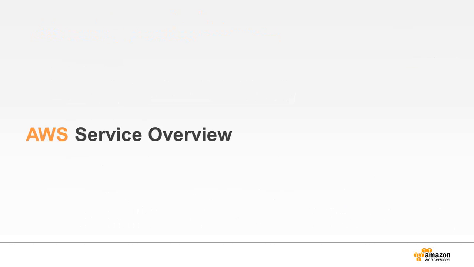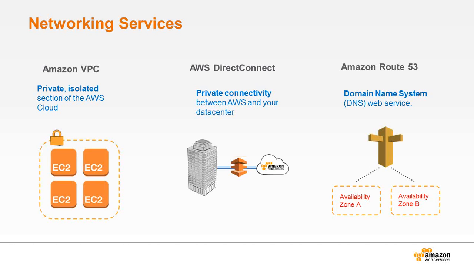So now we'll transition into going over an AWS Services Overview. The first ones we'll take a look at are the networking services. The virtual private cloud is the first one there. It lets you provision a logically isolated section of the AWS cloud where you can launch your AWS resources in a virtual network that you define. You have complete control over your virtual networking environment, including the selection of your own IP address range, creation of subnets, and configuration of your route tables and network gateways.